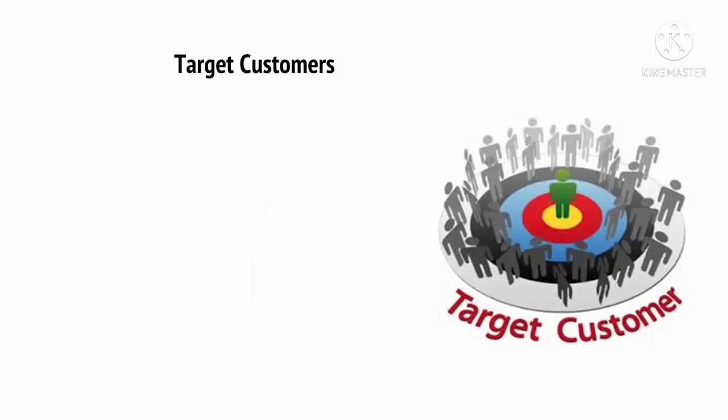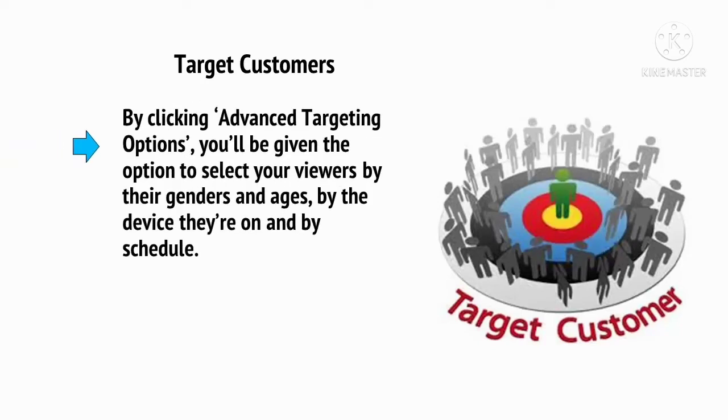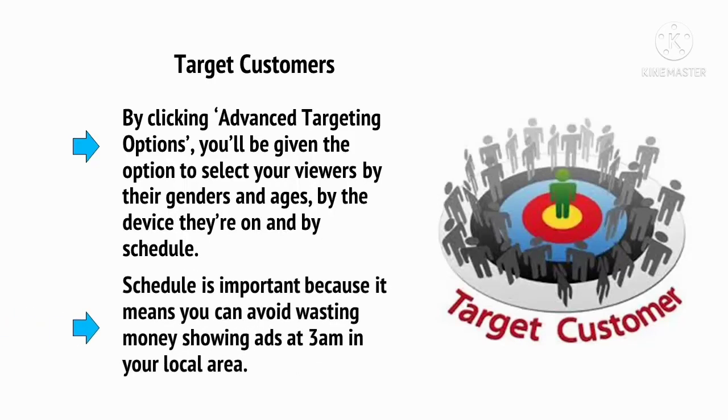Targeting allows you to specifically target the type of person you want for your ads even more. By clicking Advanced Targeting Options, you'll be given the option to select your viewers by their genders and ages. That's based on their Microsoft accounts. By the device that they're on, perhaps if you're selling an app, you might want to target mobile devices, for example, and by schedule.